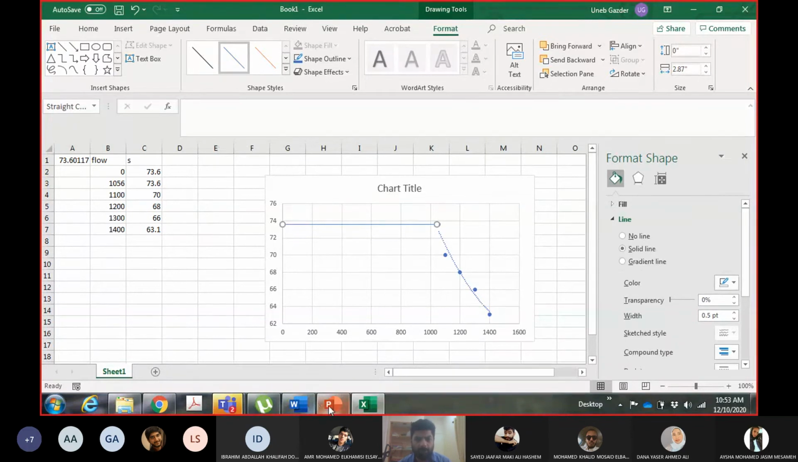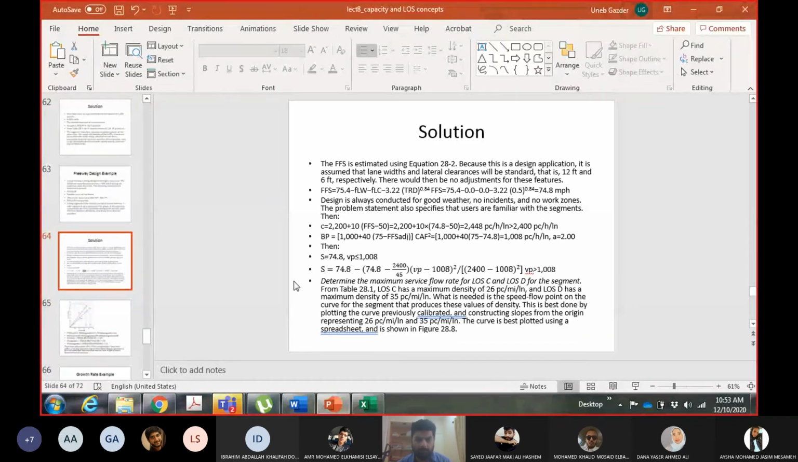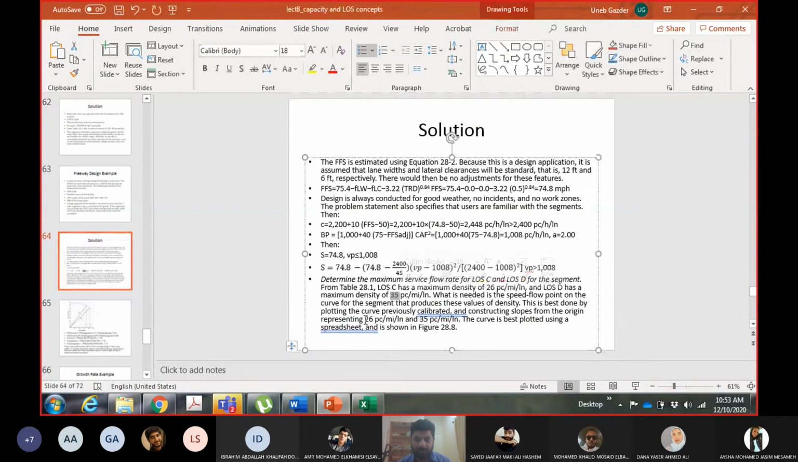So I know the maximum density for level of service C, and I know the maximum density at level of service D. The maximum density at level of service C is 26. The maximum density at level of service D is 35.